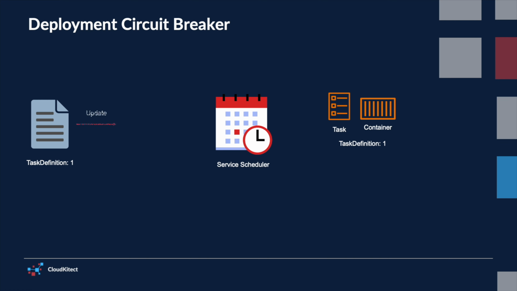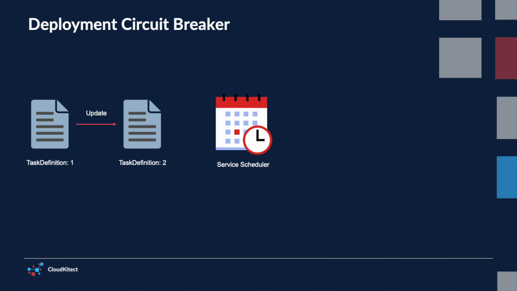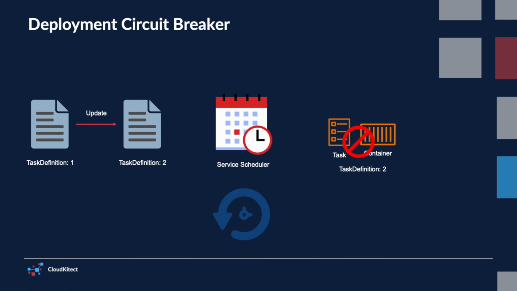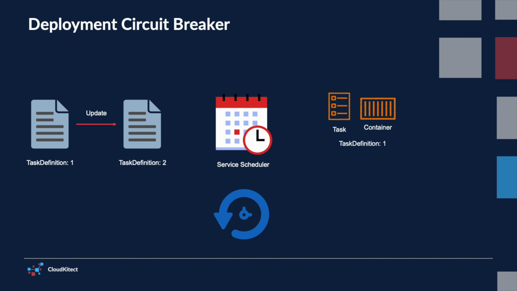To stop a deployment in cases where tasks fail to start, you should enable deployment circuit breaker. Additionally, if you want the system to automatically revert to the most recent successful deployment state when the deployment circuit breaker triggers a failure, you should enable the rollback on failure option.